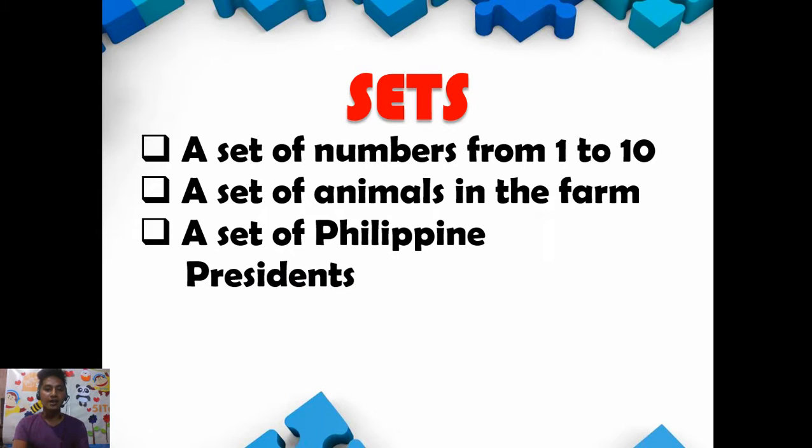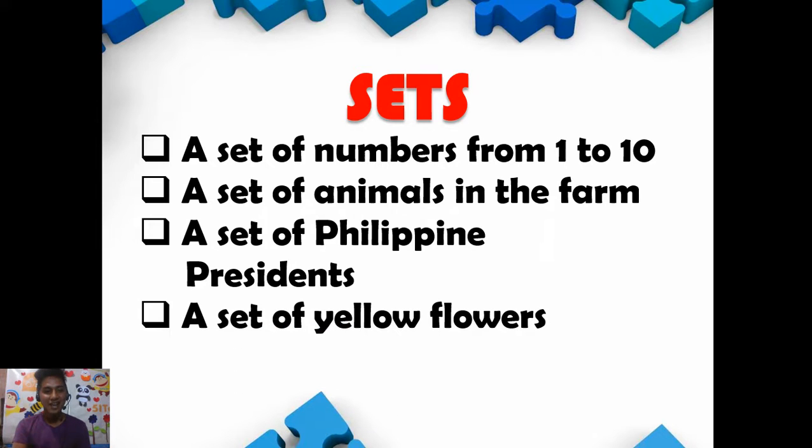Next one, a set of Philippine presidents. How many Philippine presidents do we have already? We have 17, starting from Emilio Aguinaldo and then the latest is President Rodrigo Duterte. Next, a set of yellow flowers. What are the examples of yellow flowers? We have yellow bells, we have sunflower.